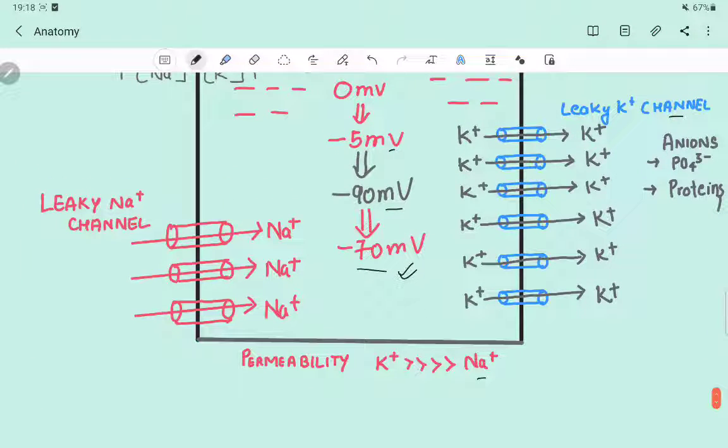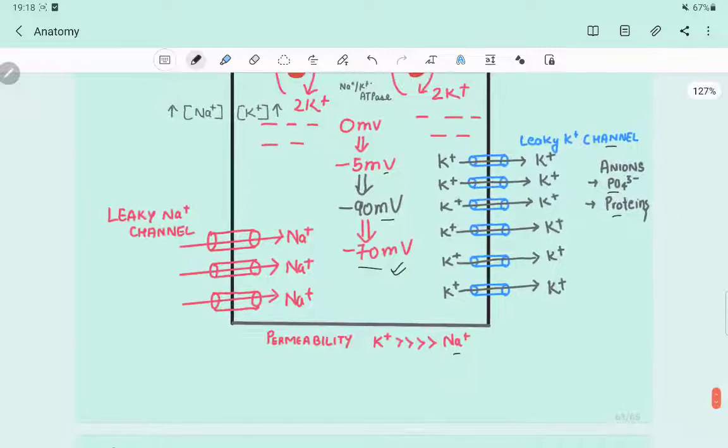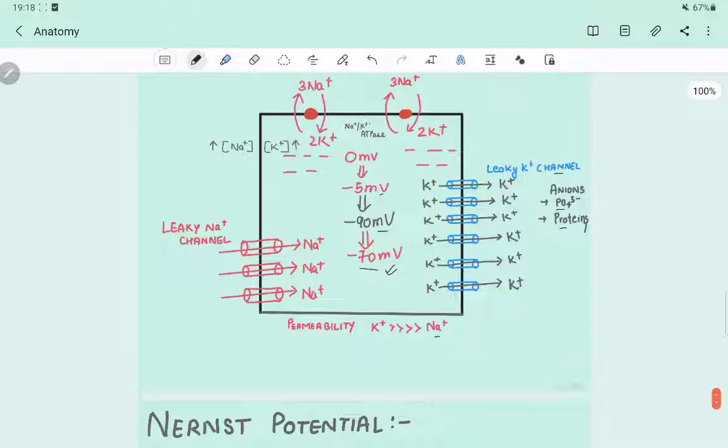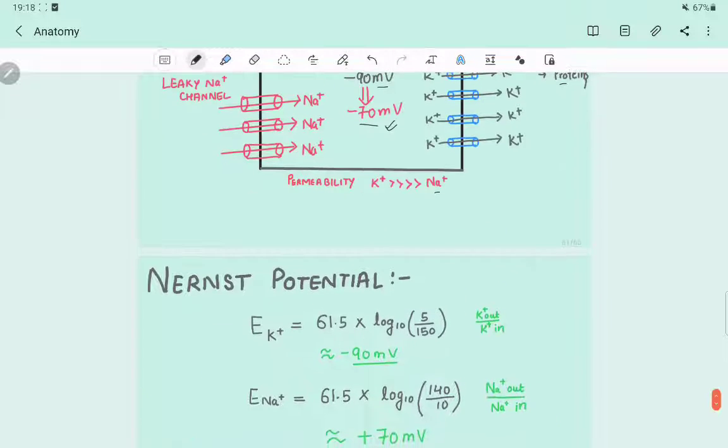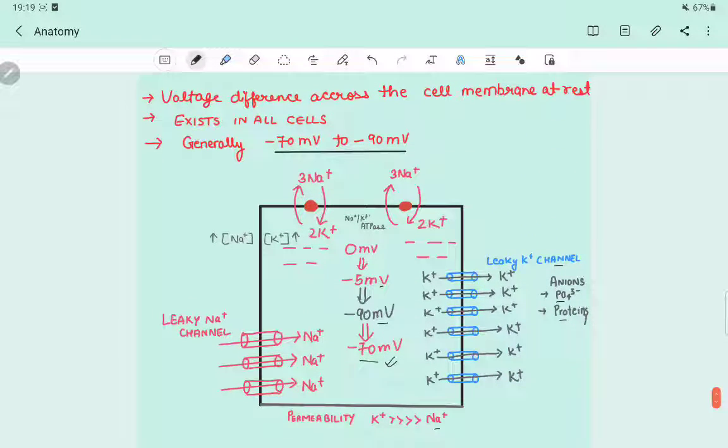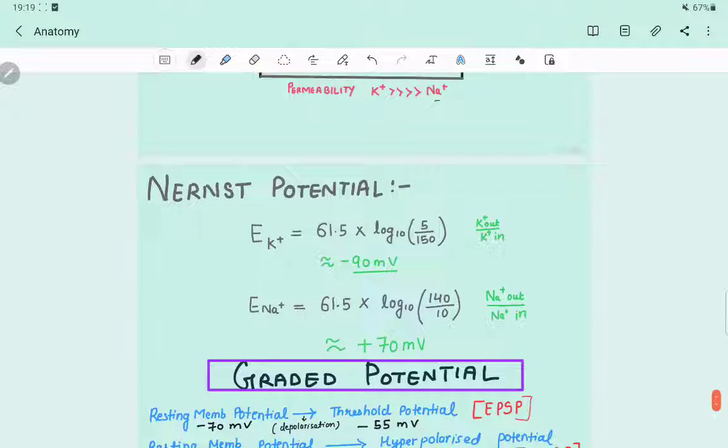Besides this, the inside of the cell also has certain anions, for example the phosphate ions and the protein anions, which are responsible for maintaining the negative potential inside of the cell membrane. So this was the basic concept of the resting membrane potential. Now we'll see the Nernst equation, which is used in calculating the membrane potentials. We just need to remember the equation and remember the values. We will not be asked to calculate any values. We have to just remember that the resting membrane potential is generally minus 70 millivolts.